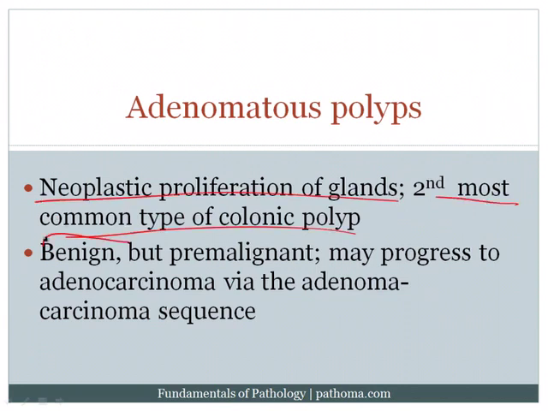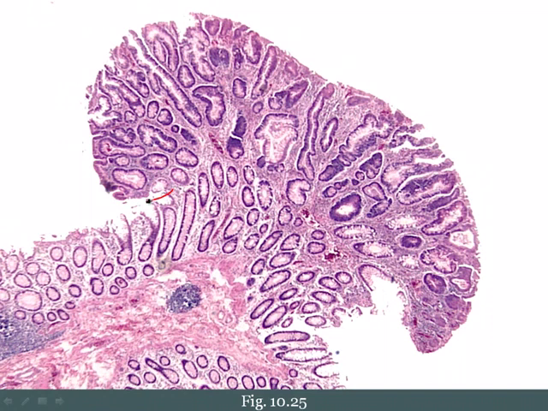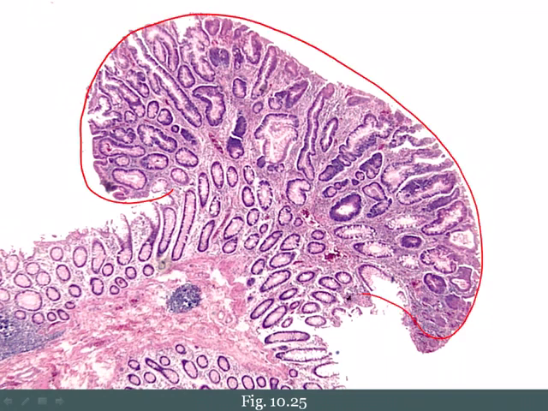It is benign, but super high yield. It has the ability, were it to be left in a patient, to become cancer, so it is premalignant. And it could become cancer via something called the adenoma-carcinoma sequence. Now here's a picture of an adenomatous polyp. You can see this raised protrusion of colonic mucosa.